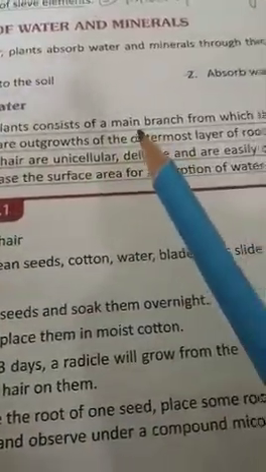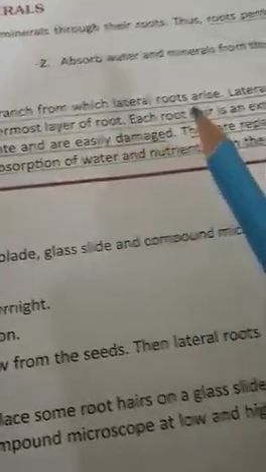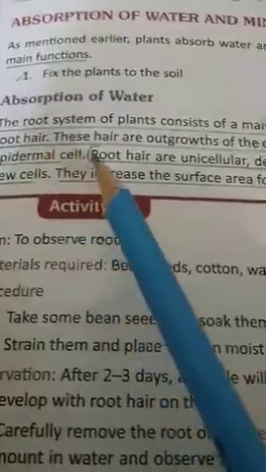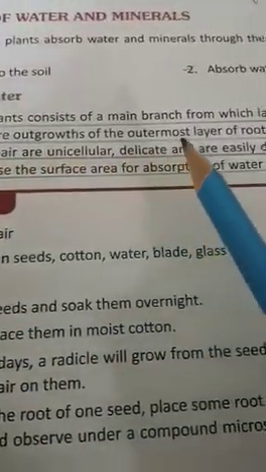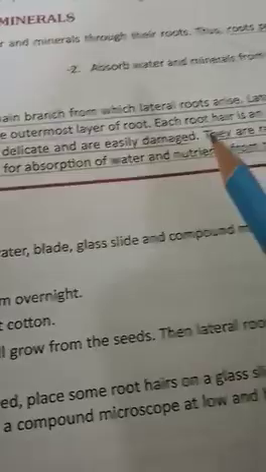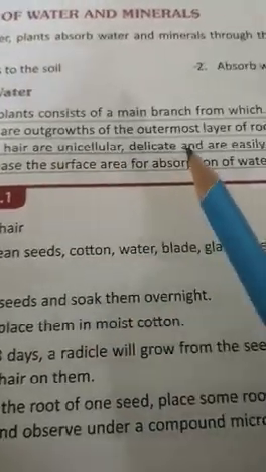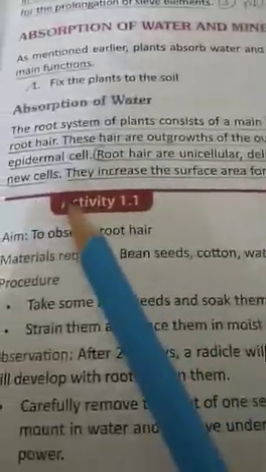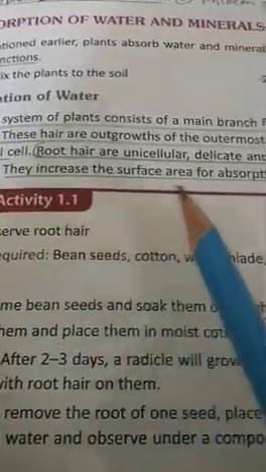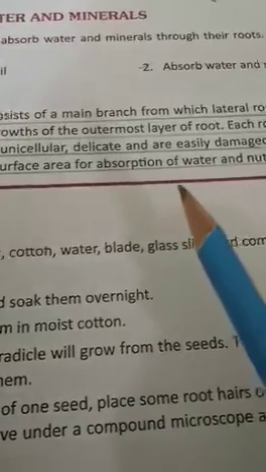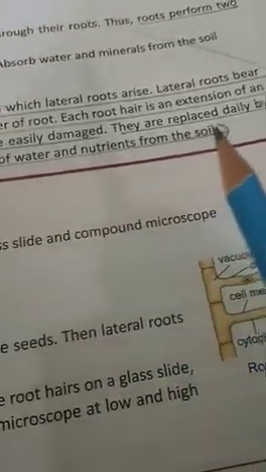Absorption of water. The root system of a plant consists of a main branch from which lateral roots arise. Lateral roots bear root hairs. These hairs are outgrowths of the outermost layer of the root. Each root hair is an extension of an epidermal cell. Root hairs are unicellular, delicate, and are easily damaged. They are replaced daily by new cells. They increase the surface area for absorption of water and nutrients from the soil.